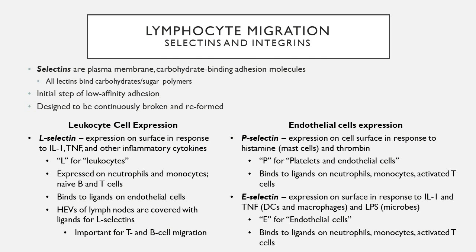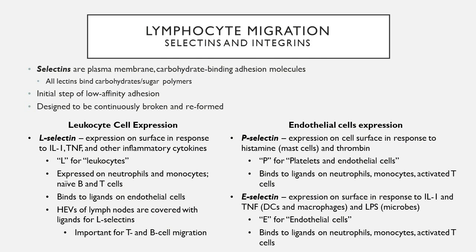Now, adhesive molecules can be divided into two categories, selectins and integrins. We're first going to talk about selectins, and these are carbohydrate binding adhesive molecules. In fact, they're a type of C-lectins, and the C stands for carbohydrate. So that means that they bind all carbohydrates and sugar polymers. In the adhesion process, they're the initial step, and they have a lower affinity than integrins. So in fact, they're designed to be continuously formed, broken, and reformed.